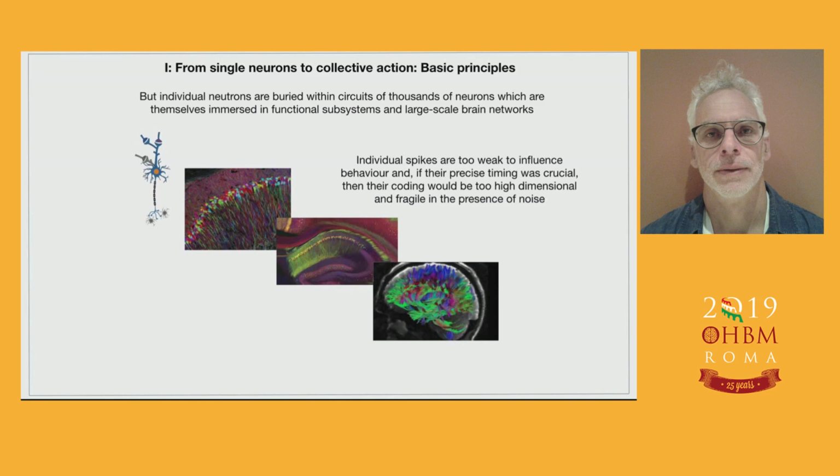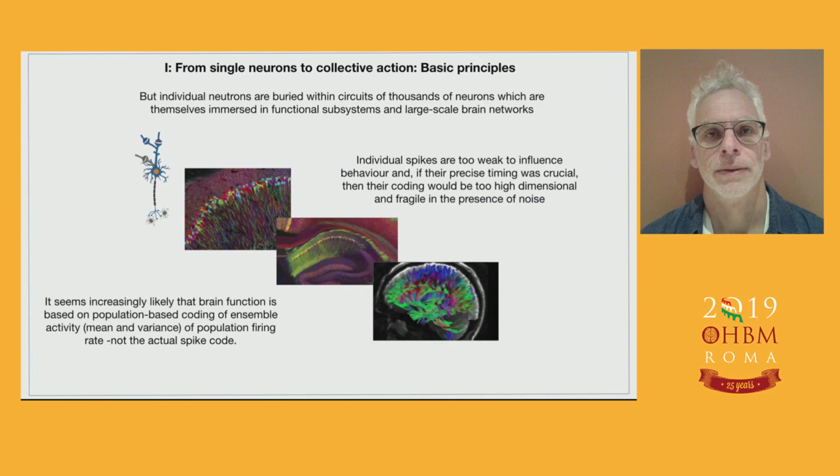system. So it seems increasingly likely, and Mac will be talking about this, that brain function is based upon population coding, so ensemble activity on low-dimensional manifolds, not the actual spike code. And this activity, population activity, is matched to the apertures of OHBM. So how do we do this?